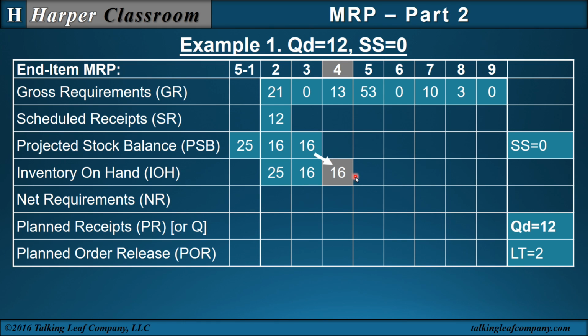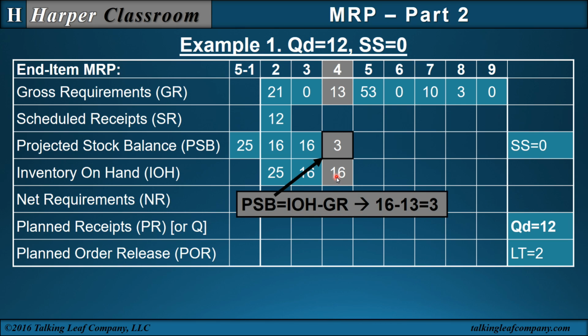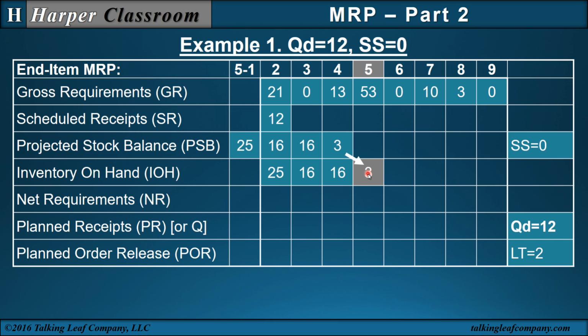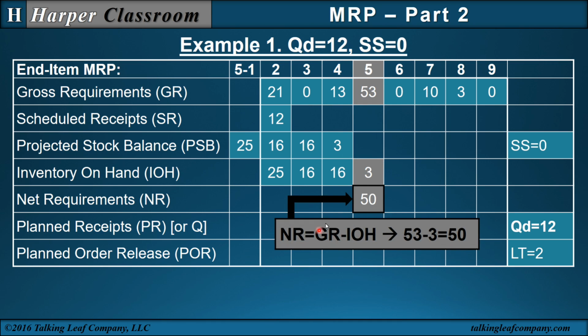Bring down our 16 as our inventory on hand, but this time we have a gross requirement of 13, and that's coming out of the inventory on hand of 16, which leaves a balance of 3. There's the equation, there's the calculations. I bring down the 3 as the inventory on hand, but now I don't have enough inventory on hand to satisfy my gross requirements. So that will generate a net requirement. And the net requirement is my gross requirements minus our inventory on hand. There's the equation, there's the calculation.